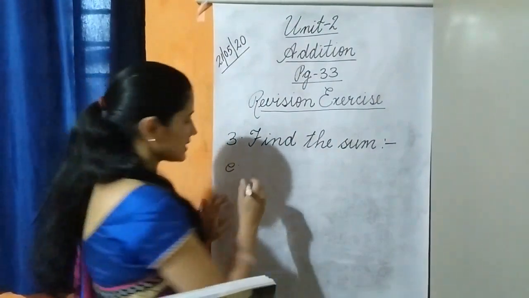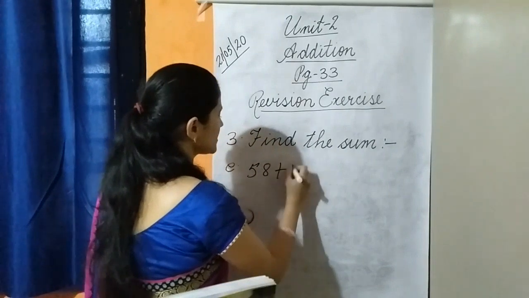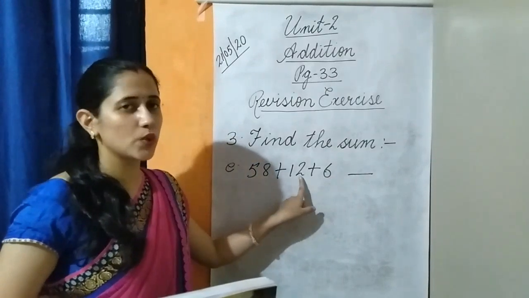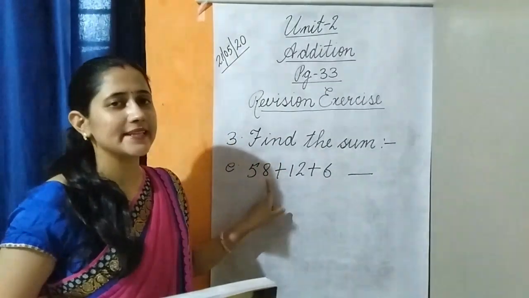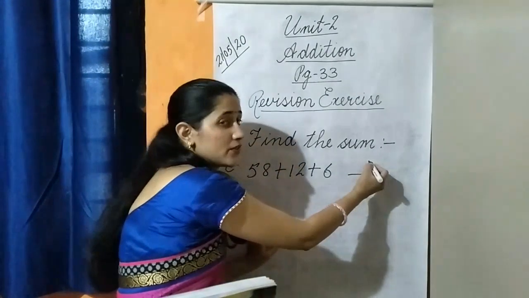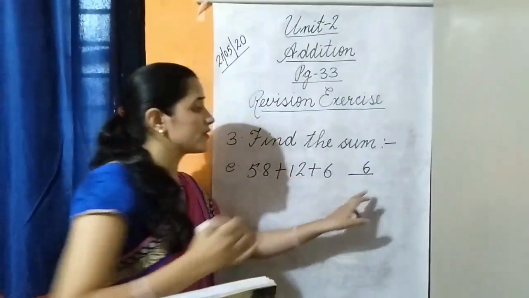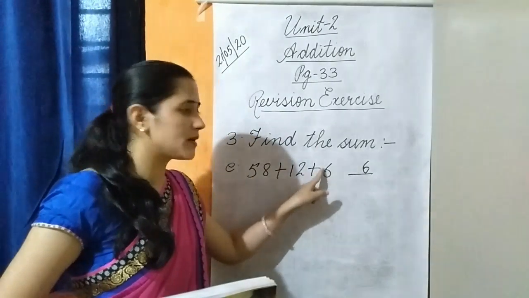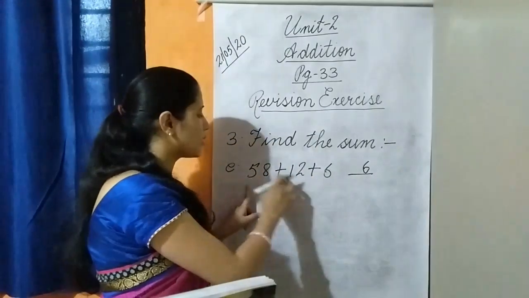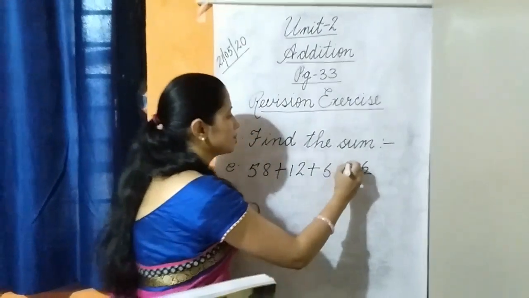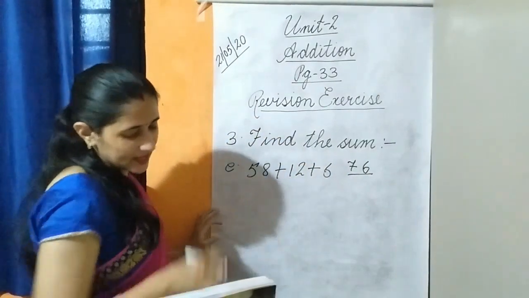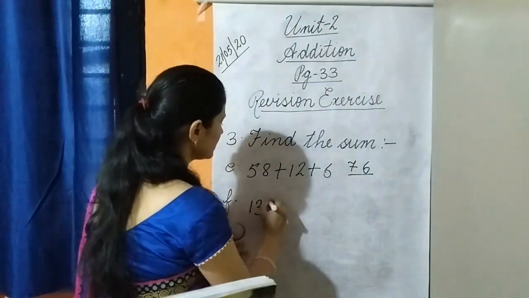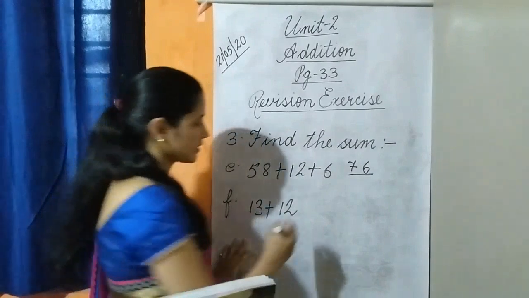E is 58 plus 12 plus 6. 6 plus 2, 8. 8 plus 8, 16. So what we will write here? 6, and 1 will be carry forwarded for tens place. Here we don't have any number at tens place. Here and here we have. So 1 plus 5, 6, plus 1 carry 7. 76.